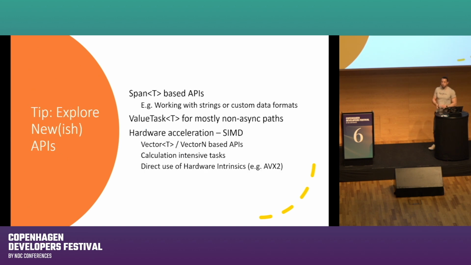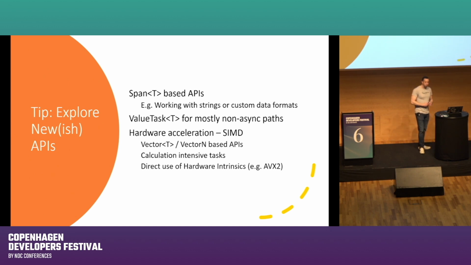Also, there are some new framework APIs, span-based APIs for everything like parsing, working with strings and other formats. Also ValueTask, if you're doing things that are mostly non-async, might improve things down the line. And if you really want to get into the nitty-gritty details, you can also use hardware acceleration, like single instruction, multiple data. There are some managed APIs on top of that, like Vector<T>. I'm going to show you later a sample that really makes use of some hardware calls directly, but maybe don't do that to begin with.